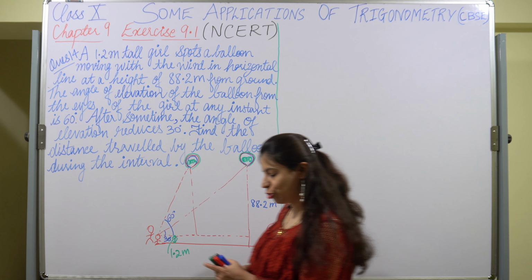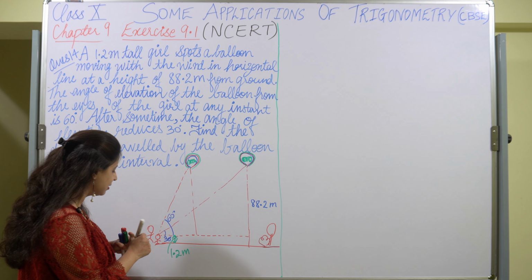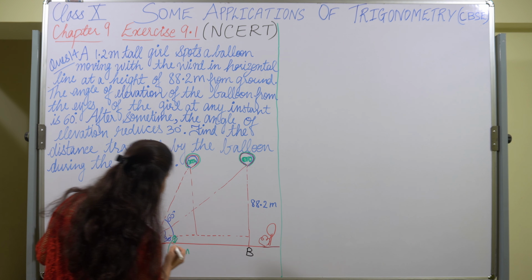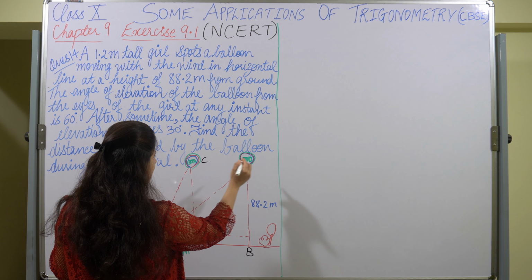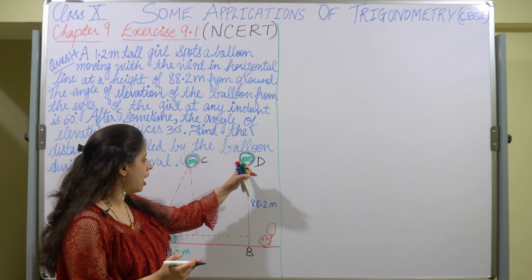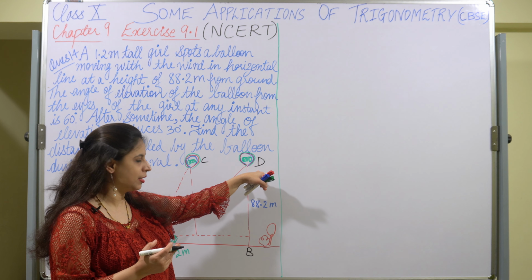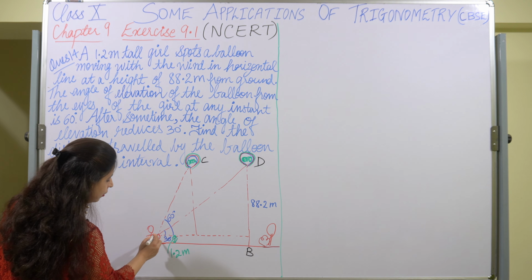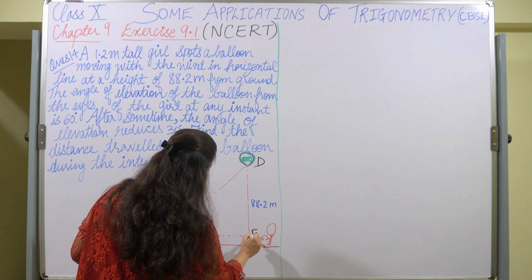For solving this question, I will suggest marking the points. Let us mark AB as our ground level. Then we will mark the first position as C, and the horizontal position it achieved after the wind blew, let it be D. Also I will mark this reference line with points E and F. You can take any of the points.